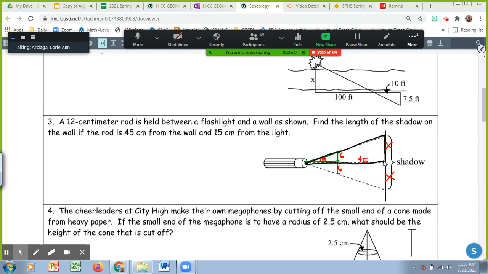Make sense? Ismail said he got 36. If you guys got the same answer, let us know in the chat pod. Okay, so when you guys set that up, if you start with the x for the shadow, x over 60, right? Because 45 and 15 is 60 together, and then 6 over 15. That's how you guys are going to set it up. Now to find the shadow, you have to double x. So shadow is 2 times x.